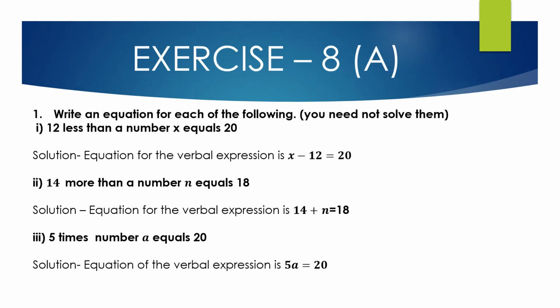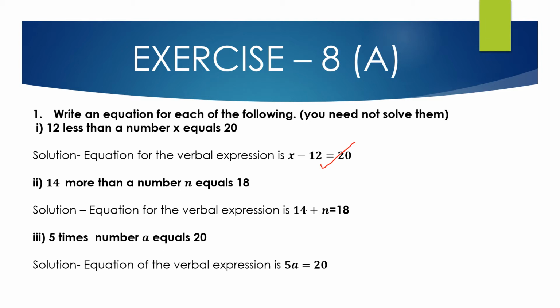Now we solve exercise 8a questions. First number 1 is write an equation for each of the following. You need not solve them. First bit is 12 less than a number x equals 20. The equation of this verbal expression will be x minus 12 equal to 20. This is the equation of this verbal expression.